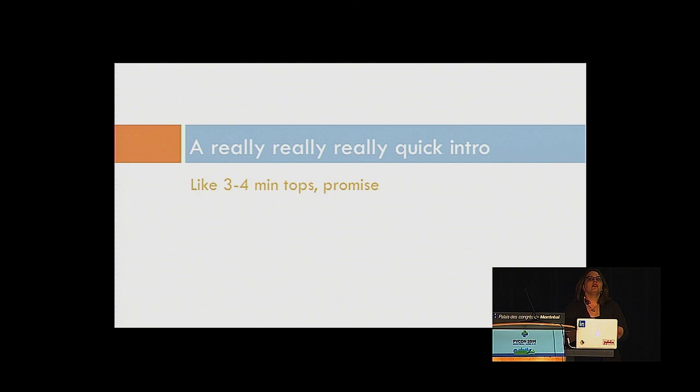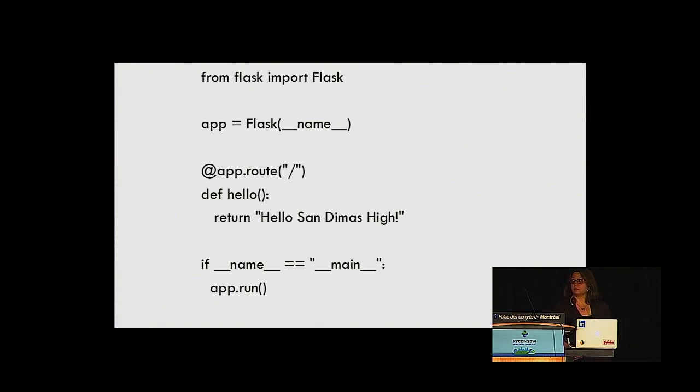Okay, so I thought of a number of ways to do an introduction to this, and the best way I could come up with was just to show you a working Flask application. This is a working Flask application. If you pip install Flask and run this in a file, what you'll get is a dev server running on port 5000, and if you load localhost 5000 in your browser, what you'll get is the words, "Hello, San Dimas, hi," printed there.